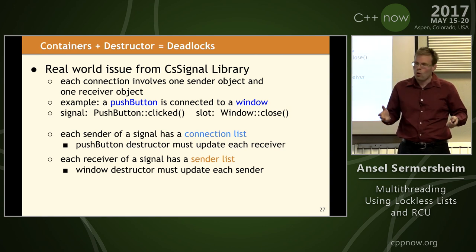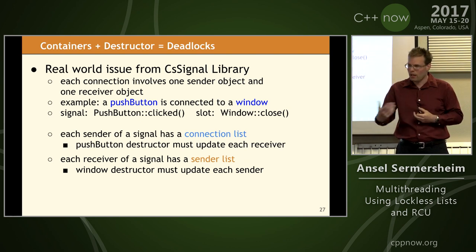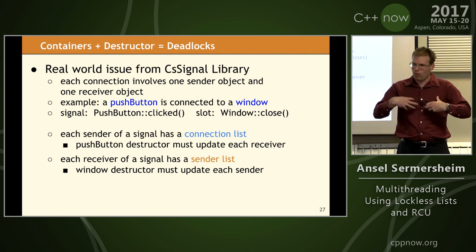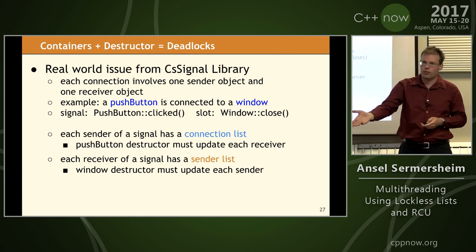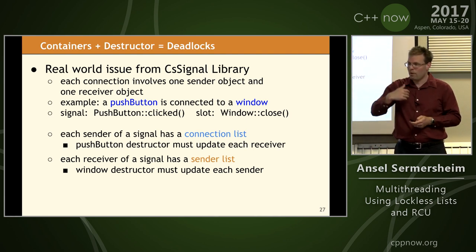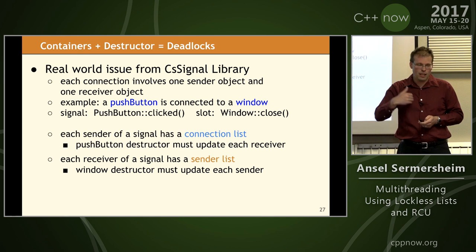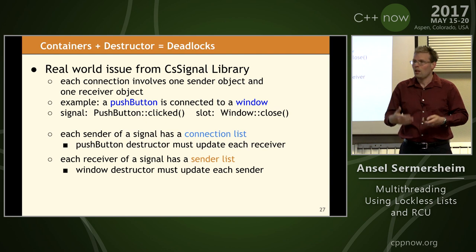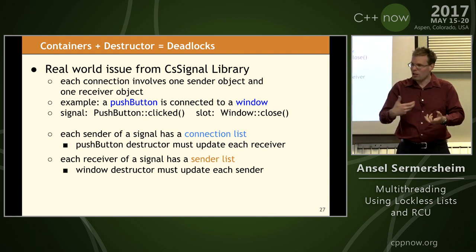And as I mentioned, each of us has information referring to the other. We need to be able to keep track of each other. Now, when I am destroyed as the push button, I have to update Charlie. I have to tell him, I will no longer be sending you any signals, so forget I exist. Whereas if he were destroyed before I, he would need to tell me, I no longer exist, don't send me any signals, in order to keep the signal slot connection mapping consistent. Both of these have to happen.